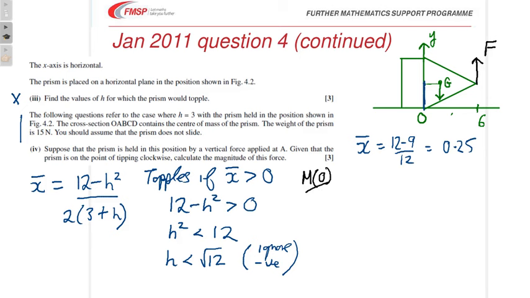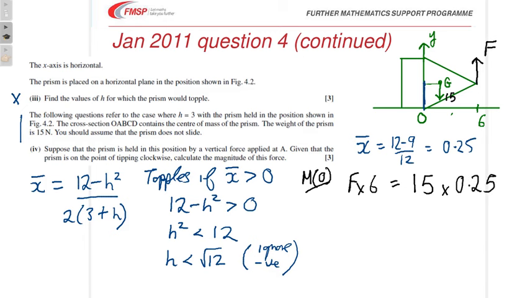I'll stay in black so it doesn't look mixed up with the rest of it. Moments about O, then F times 6 has to equal the weight of it, 15. Oh, I didn't point that out, sorry, they said that in the question. The weight of the prism is 15, I should have read that out first of all. So F times 6 is the weight of 15, which I should have shown here, I suppose, times 0.25.